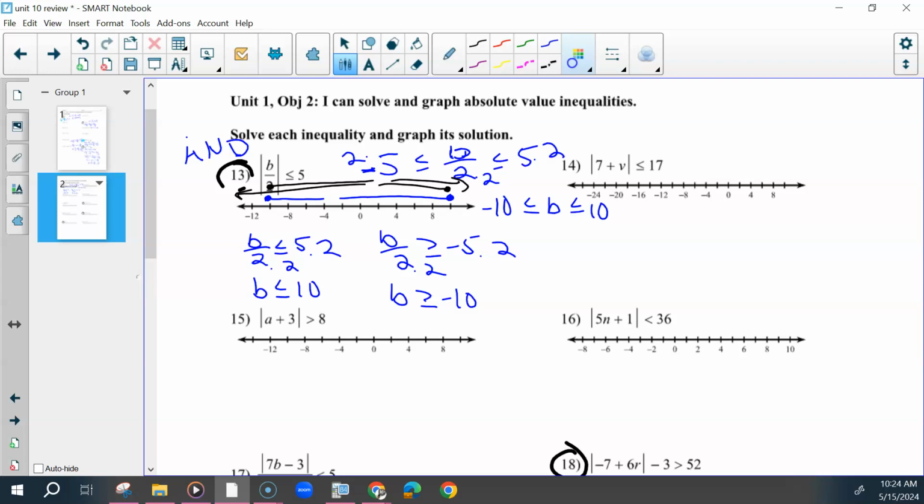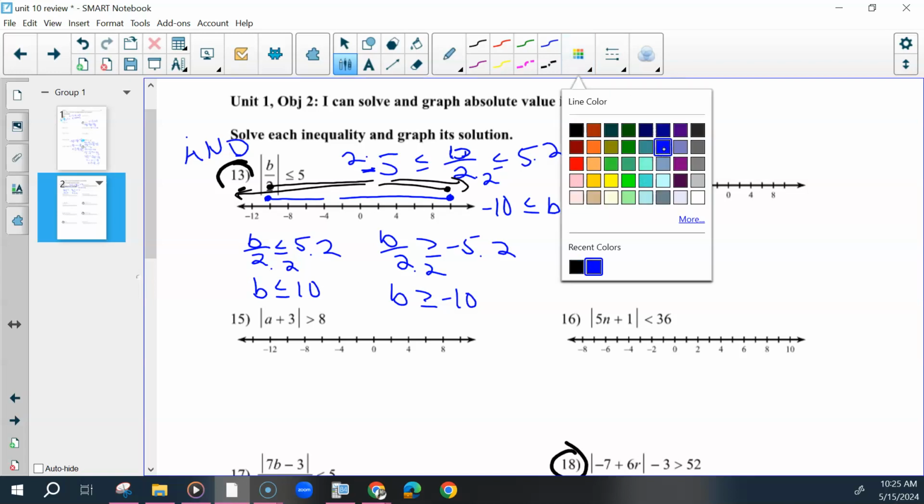Yes. So negative 10 is that equation, so that would be the answer. This whole thing. Yeah. It's saying your inequality is from negative 10 and everything in between. Other questions on that one before we do 18?